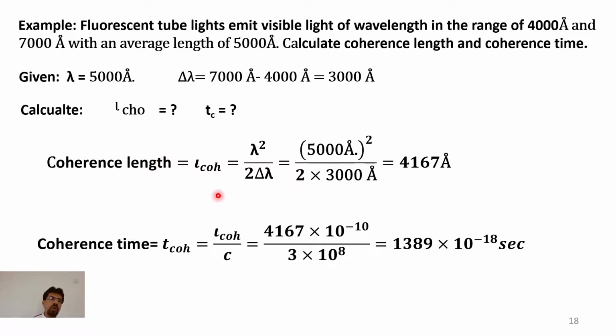By using the formula of the coherence length, it is equal to lambda square divided by twice del lambda. By substituting the values, we get the coherence length equal to 4167 angstrom. By using the formula of the coherence time, T coherence is equal to L coherence divided by C, where C is the velocity of light. By substituting the value of the coherence length and the velocity of light, we get the coherence time equal to 1.389 into 10 raised to minus 18 second. In this way, if you know the formulas of the coherence length and the coherence time, then by substituting the values, we can determine them.